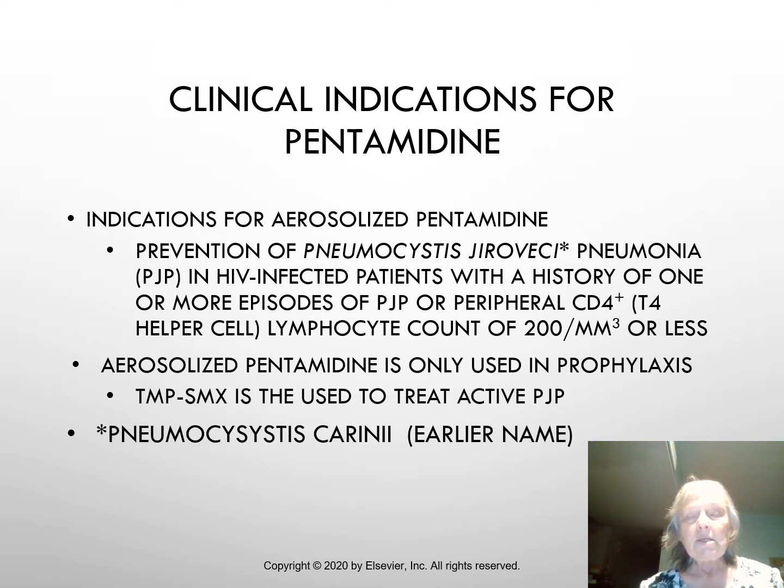As you can see with these, history of one or more episodes of PJP or peripheral CD4 plus T4 helper cells. Unfortunately, these are the cells that get attacked by the HIV virus. You can also use it prophylactically to treat this. We know that it's not the best thing in the world, but unfortunately, it's about the only thing that we have.